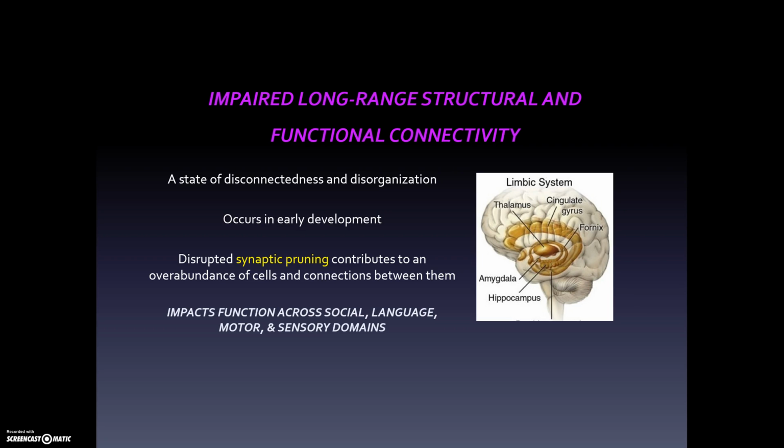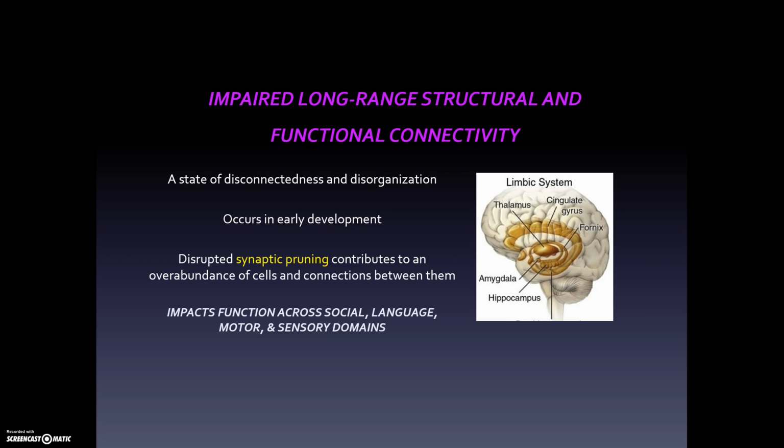And what all of these different techniques have allowed us to see is that the fundamental disturbance to brain development in autism is one of an impairment in long-range structural and functional connectivity. That refers to a relative increase in the number of local or short-range circuits and a reduction in the number of long-range circuits that are connecting more far-ranging parts of the brain. This leads to a state of disconnectedness and disorganization.